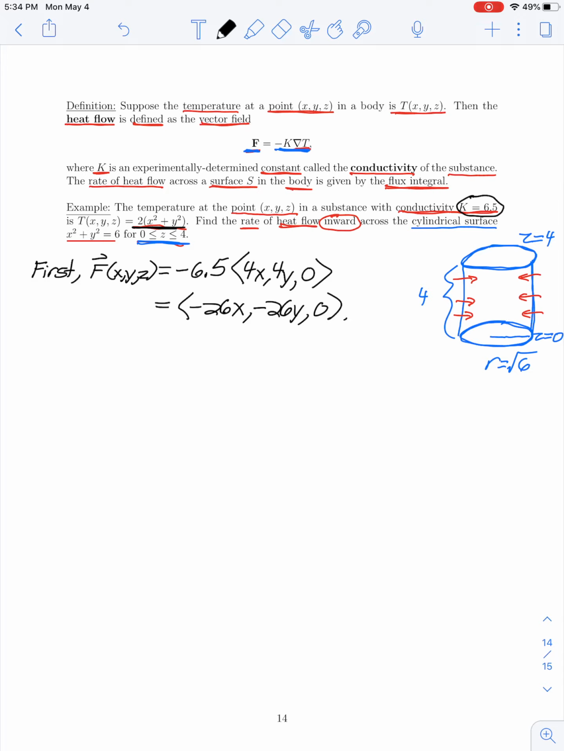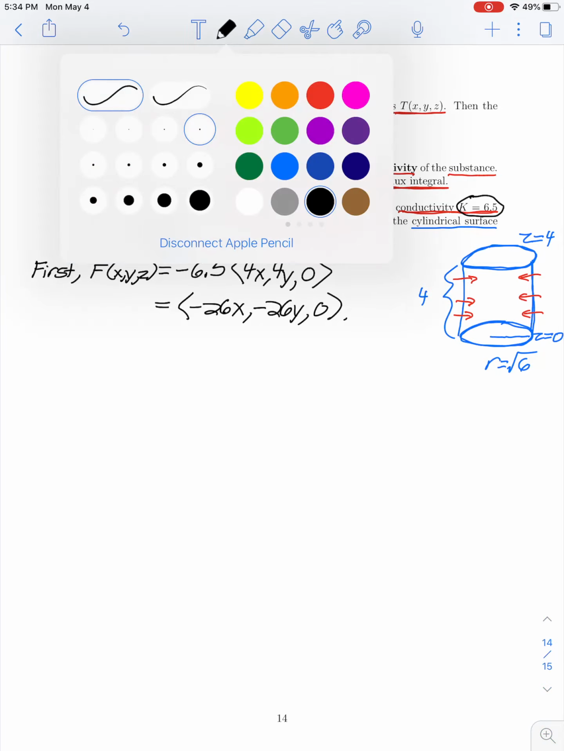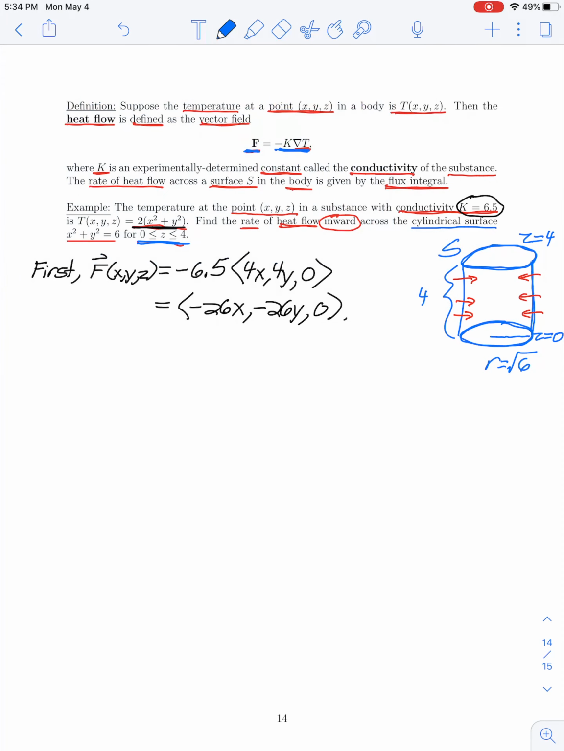Now, in order to find the rate of heat flow across this surface, we want to evaluate the flux of this vector field over this surface. Let's call it S. Now this surface, part of a cylinder, is a little difficult to describe in terms of rectangular coordinates. So instead, we could make use of cylindrical coordinates. We might suspect cylindrical since we're defining part of a cylinder.